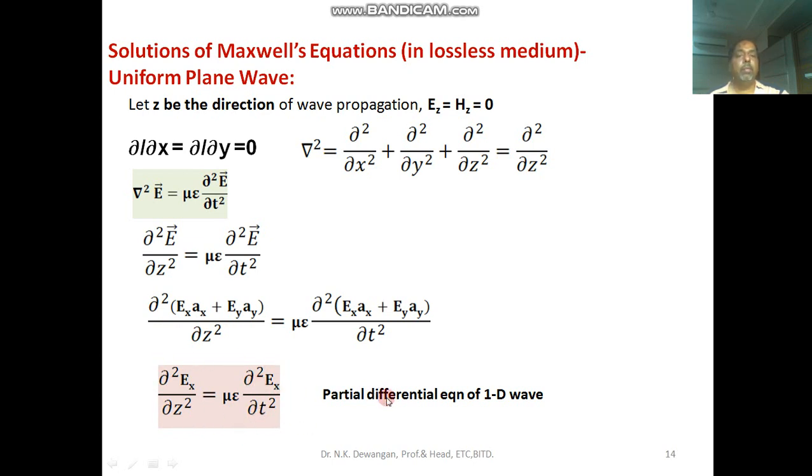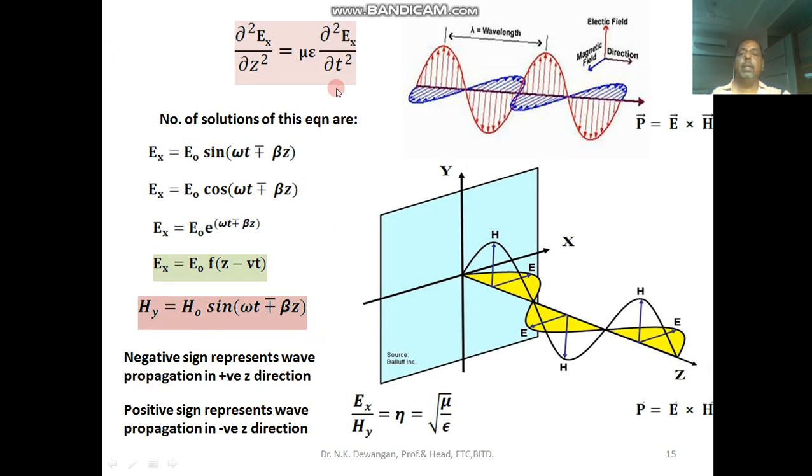And when we compare with any unattenuated wave equation, again the velocity v is equal to 1 upon under root mu epsilon. So v is equal to 1 upon under root mu epsilon, and you will get the wave velocity.